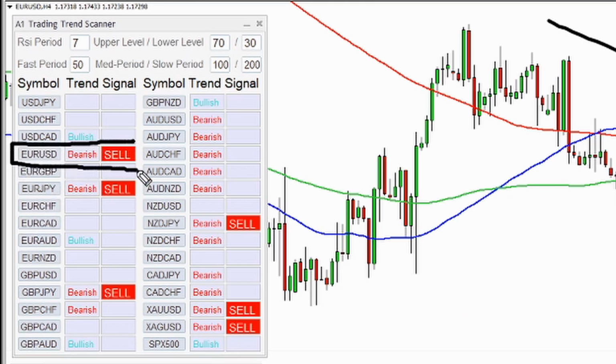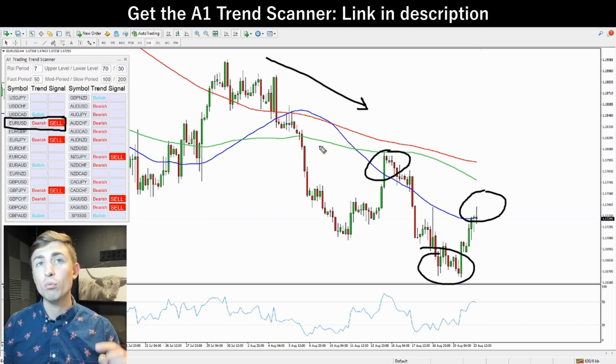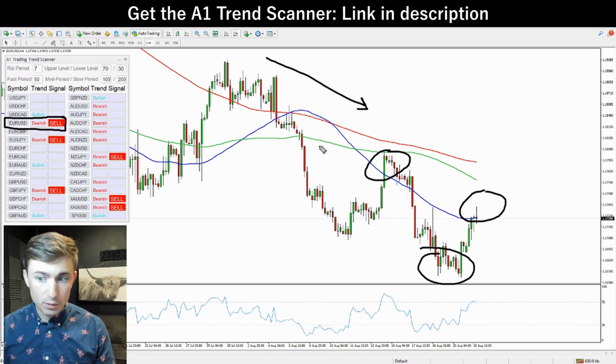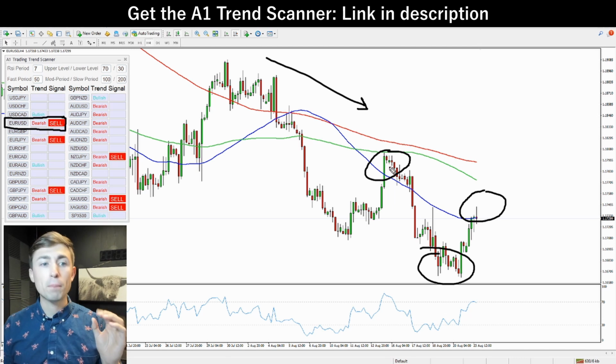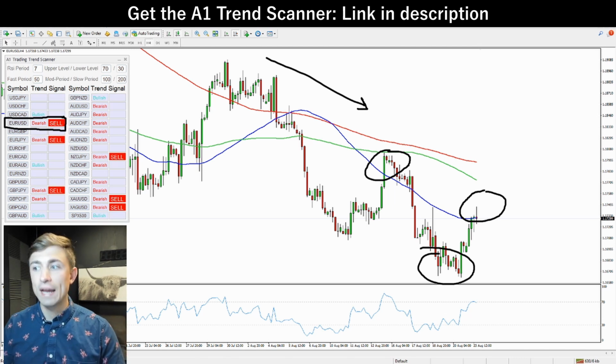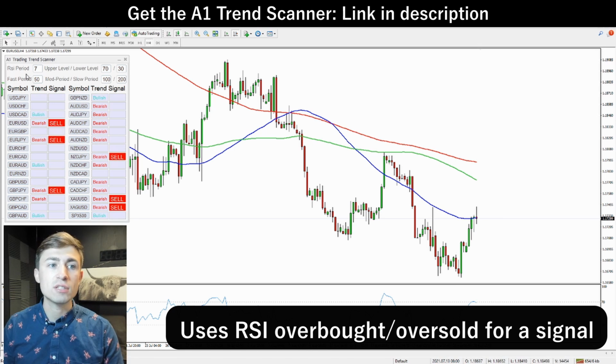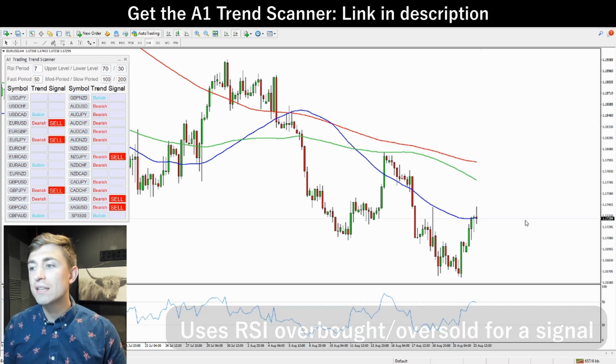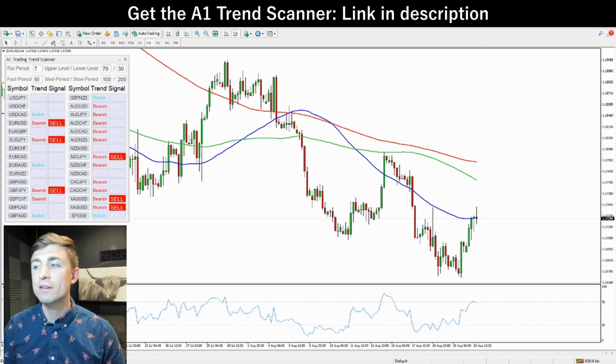So Euro USD is bearish on the trend and also producing a sell signal, meaning that we have seen two things now. The trend is to the downside, number one, but number two, we also have a pullback reading here on this indicator. And how is it determining that? Well, it's using the RSI period 7 and using a 70 and a 30 overbought and oversold reading. So down here on the bottom of the screen, you can see the RSI. This is by default a 7 period for me, but you can change it to anything you like. If you like 14 or whatever, you can change it accordingly.